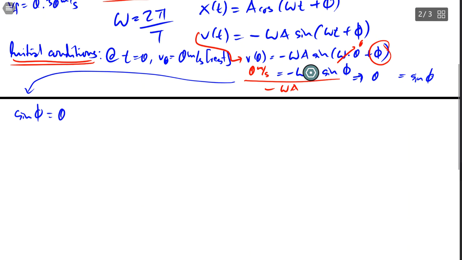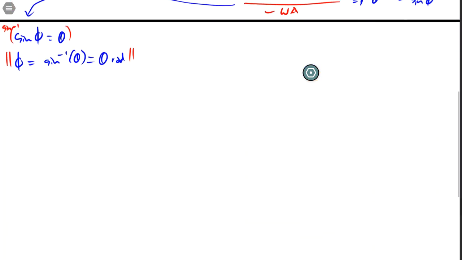That's a ratio. So how do I solve for the phase constant itself? Take the inverse sine, and I get phi by itself equals the inverse sine of 0. What is the smallest value, within 2 pi, for which the sine of that angle is 0? In this case, it's going to be 0 radians. That is well and good. We'll save that. Now we're going to use another kind of boundary condition.